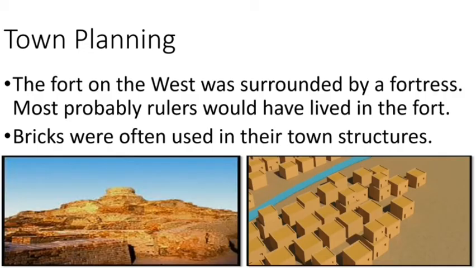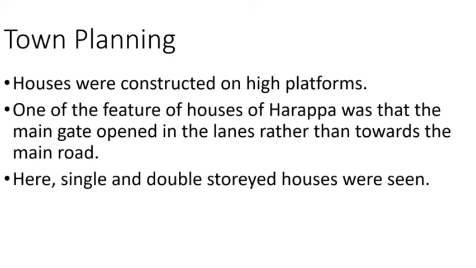Organized town planning was the most important feature of the Harappan civilization. The fort on the west was surrounded by a fortress. Most probably rulers would have lived in the fort. Bricks were often used in their town structures. Houses were constructed on high platforms.